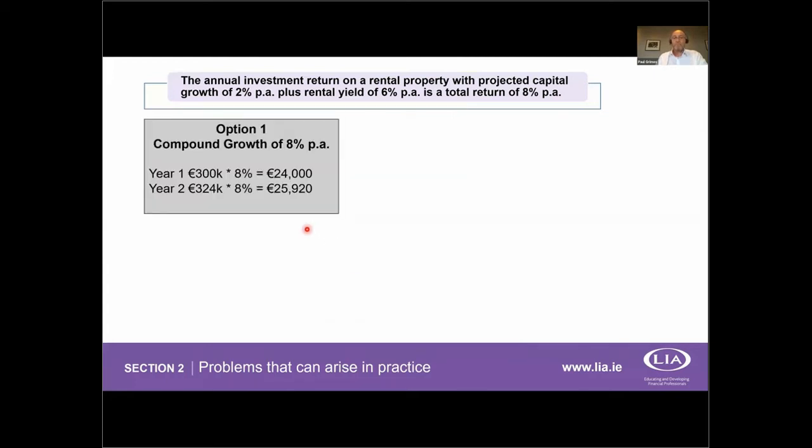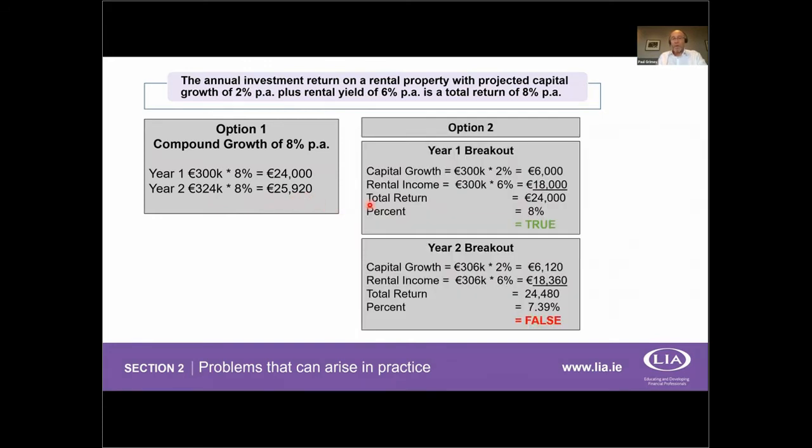So on this example, my 8% capital growth in year one is 24,000, fairly straightforward, and year two, my 8% on the 324,000 brings me up to 25,920.